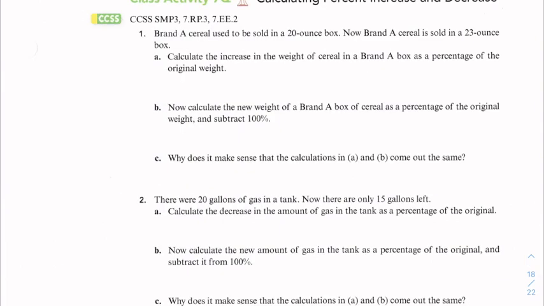Now let's take a look at a couple of ways to think about percent increase and decrease. We have an example where we're selling cereal, and it's a 20-ounce box. These are ounces, and this is percent. The 20-ounce box was the original box of cereal. That was our 100%.